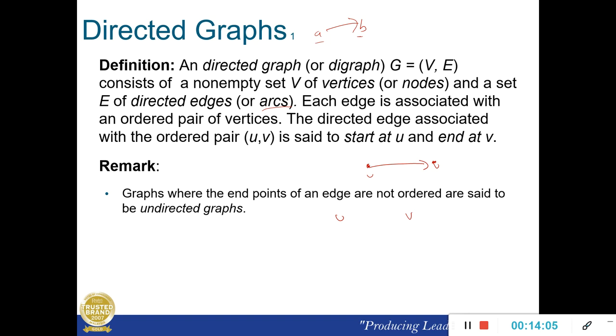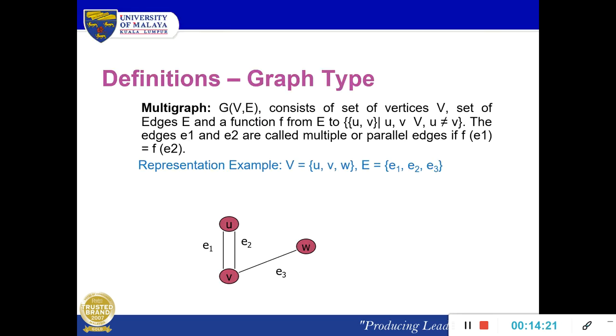Okay, graphs where the endpoints of an edge are not ordered are said to be undirected graphs. Again, U and V without any direction. See, this is bidirectional. Two-way streets. This is one-way streets. So multigraph, you have U and V with two edges, E1 and E2. Multiple. So a representation example: the set of vertices is U, V, and W, and the set of edges is E1, E2, and E3.